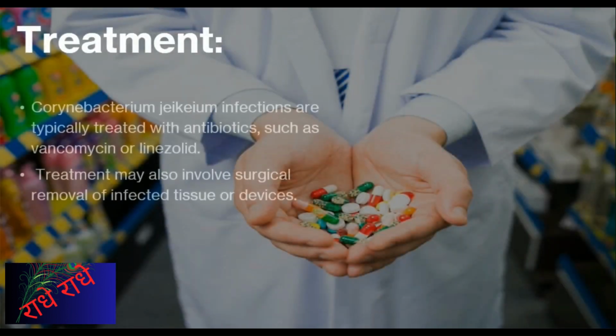Corynebacterium jeikeium infections can be difficult to treat due to their resistance to many antibiotics. Vancomycin and linezolid are two antibiotics that have been shown to be effective in treating C. jeikeium infections. In some cases, surgical procedures may be needed to remove infected tissue or devices, such as catheters or prostheses, to effectively treat the infection.